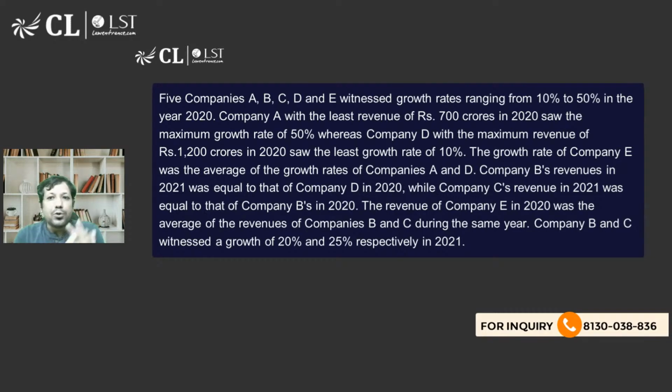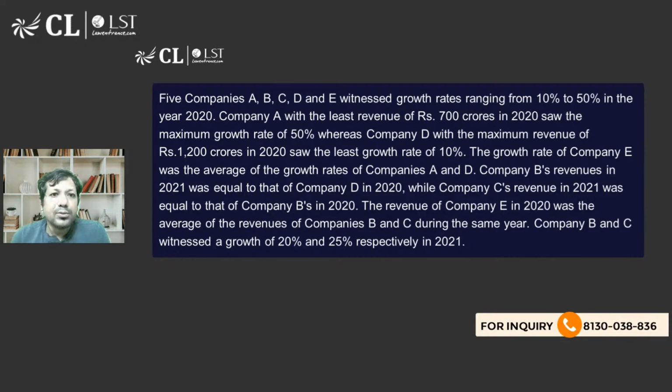The growth rate of company E was the average of the growth rates of company A and company D. Company B's revenue in 2021 was equal to company D's in 2020, while company C's revenue in 2021 was equal to that of company B's in 2020. The revenue of company E in 2020 was the average of revenue of company B and C during the same year. Company B and C witnessed a growth of 20% and 25% respectively. Okay, so too many things.